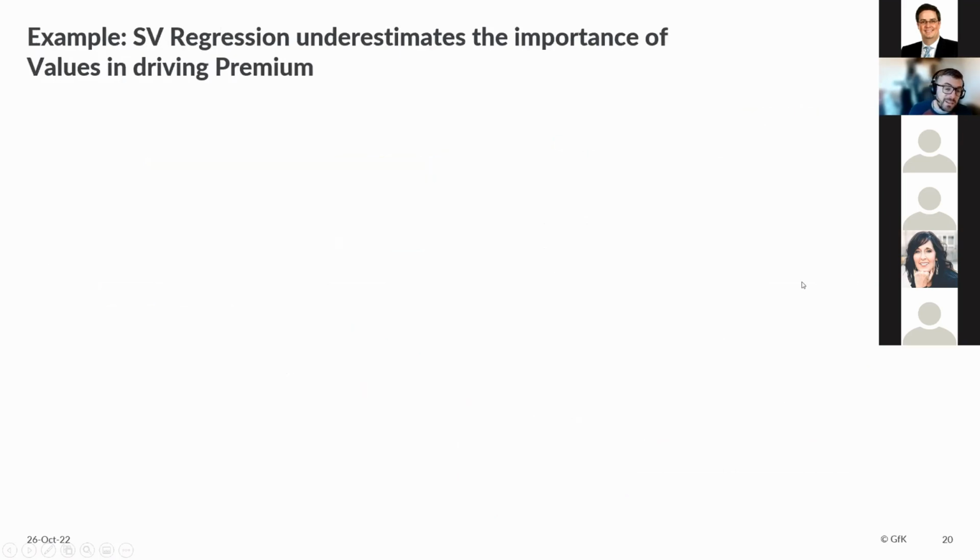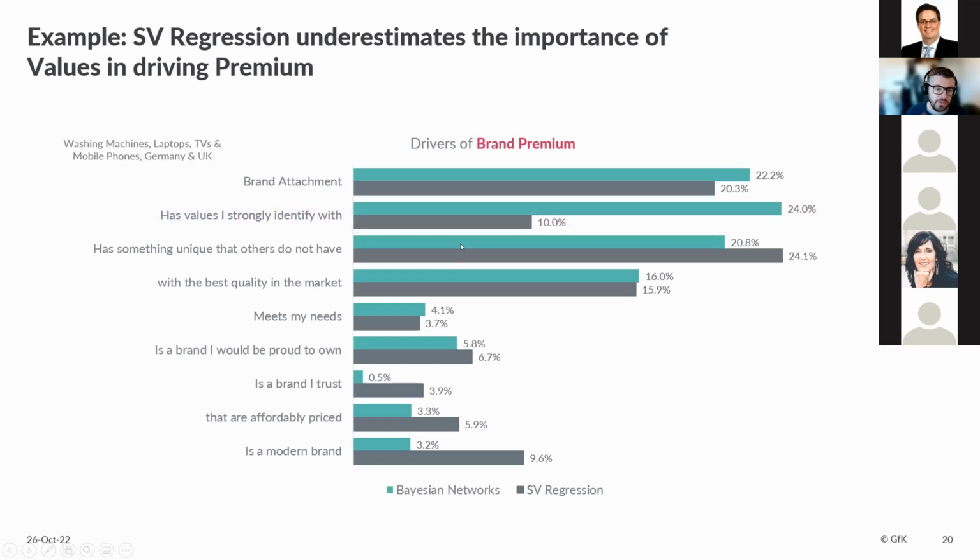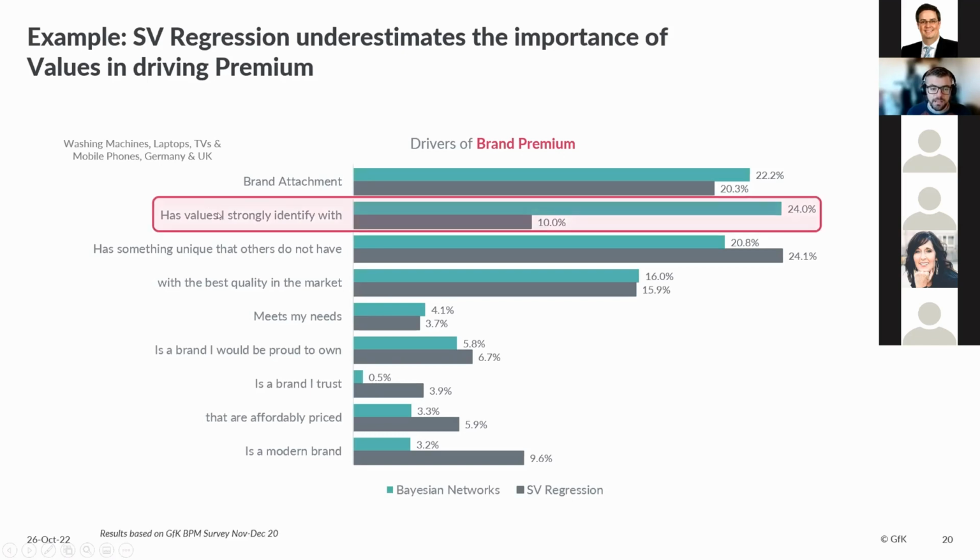So that was a theoretical example using simulated data. Let's now look at a real example using some real data. So this was a slightly different study based on washing machines, laptops, TVs, and mobile phones in Germany and the UK. And what we can see here is that this statement, "has values I strongly identify with," has much more importance in our Bayesian networks model than a Shapley value. So much higher in the Bayesian networks.